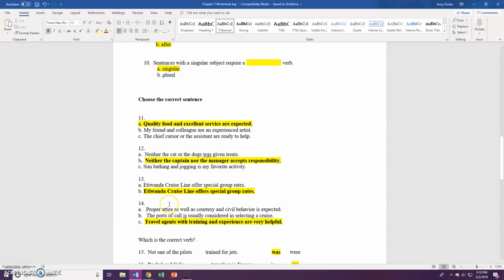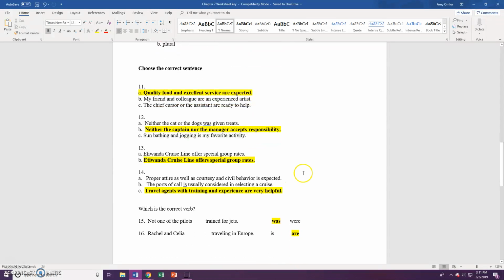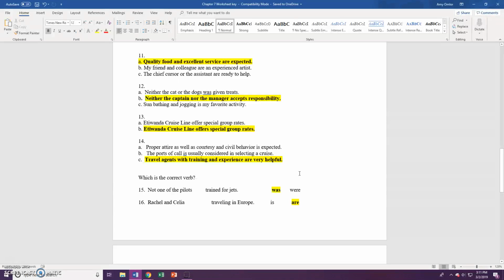Number 13. Etiwanda Cruise Line offers special group rates. That is not correct because Etiwanda Cruise Line is the subject. It's one cruise line. So the verb has to be offers, which makes it singular like the subject. Number 14. Proper attire as well as courtesy and civil behavior is expected. So we have attire, courtesy, and civil behavior. That's 3 subjects, so you have to have a plural verb, which is are.